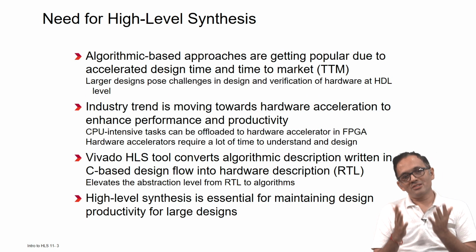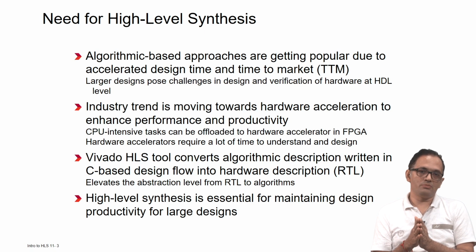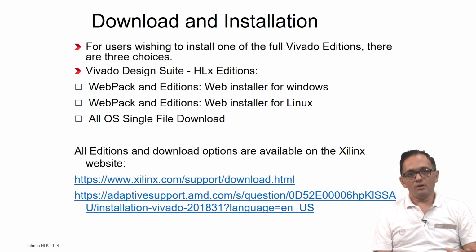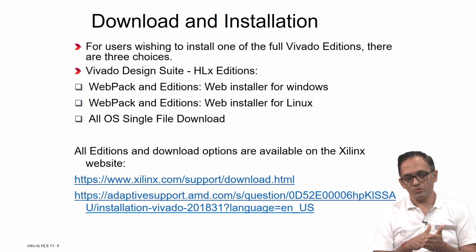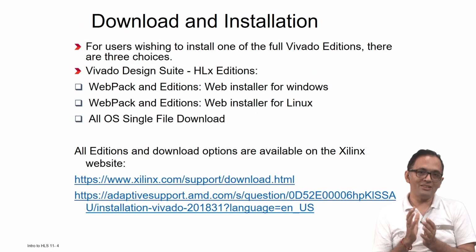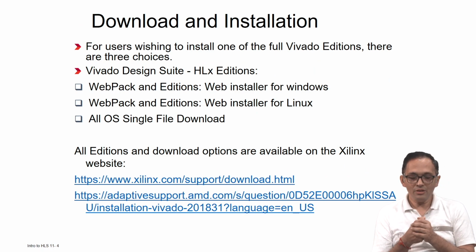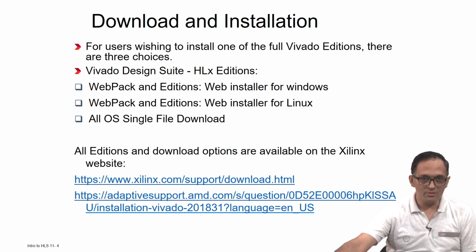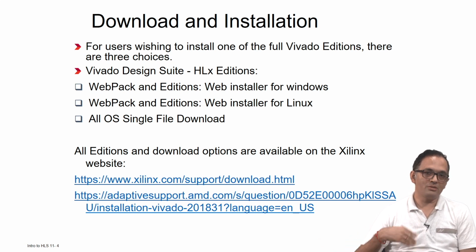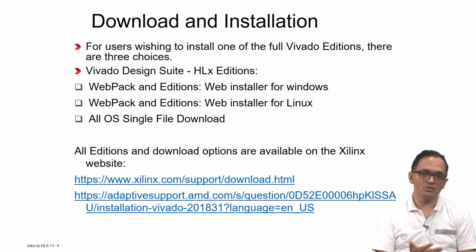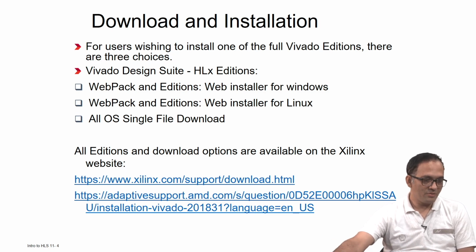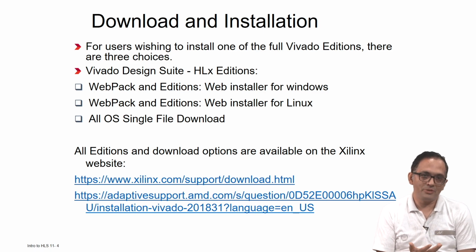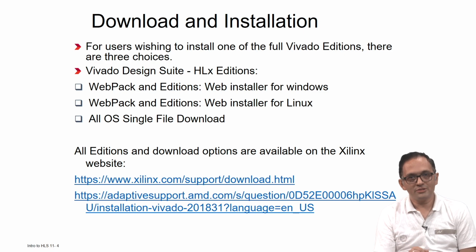We have already understood the importance of high level synthesis, so we do not need to emphasize again why you need it. To download this tool, you should visit the Xilinx website. Xilinx is now part of AMD. The first link that I have given will give you the latest version of Vivado HLS, which is called Vitis. The second link will give you the 2018 version. You can download the latest version because it may have more features.